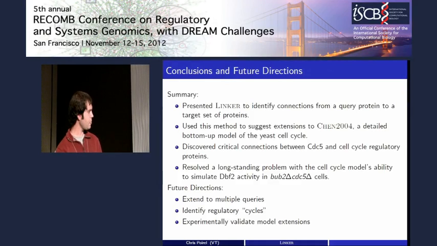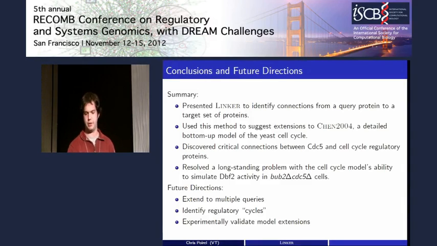And lastly, we're currently working with Jean Picard's yeast genetics lab at the Virginia Bioinformatics Institute to experimentally validate some of these model extensions, in particular this CDC5 story that we have here. And we have some others for HSL1 and HSL7 that I didn't get a chance to talk about today.